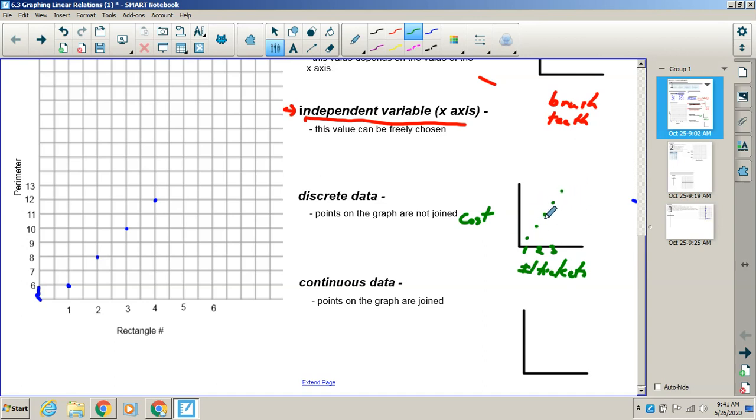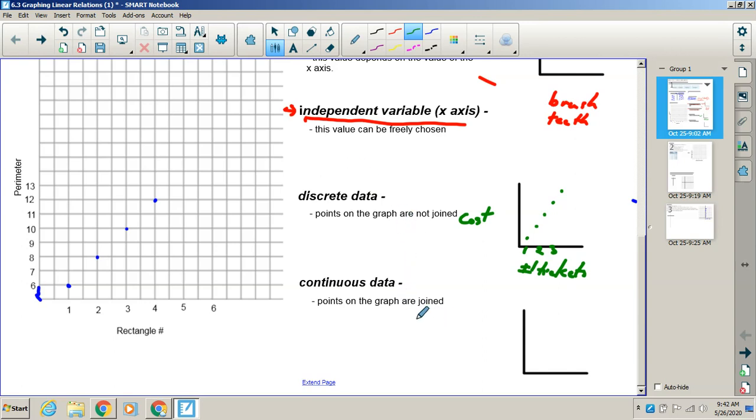I would not join the points on this graph because there's no information in between. I'm buying 1, 2, 3, 4. I'm not buying 1.5, 2.5 tickets, and so forth. Likewise here, rectangle number. I don't have rectangle number 1.5 or 1 3/4. I have rectangle 1, I have rectangle 2, I have rectangle 3. I do not join points in between because there is no information here. So that is what discrete data is.